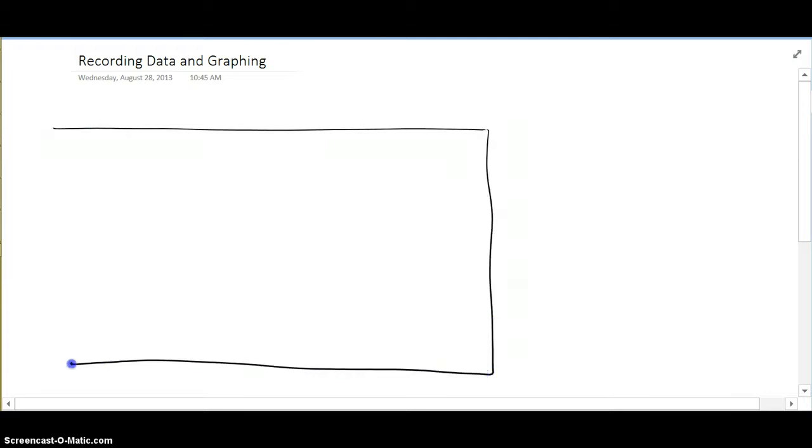So the purpose of this video is to teach you about how we graph data in physics, and to start that graphing process, we need to make sure that we have a data table. So in class today, we talked about a data table, which I'll draw an example one right here.